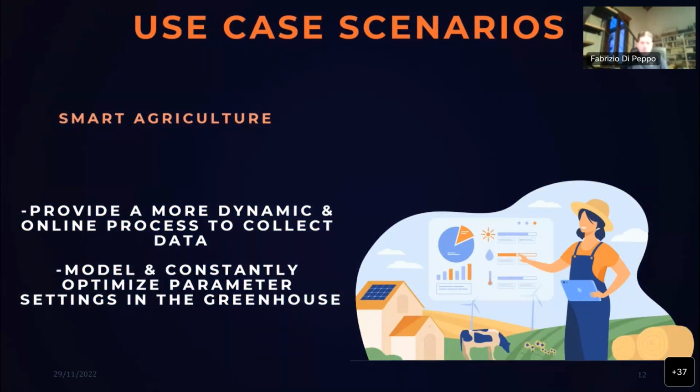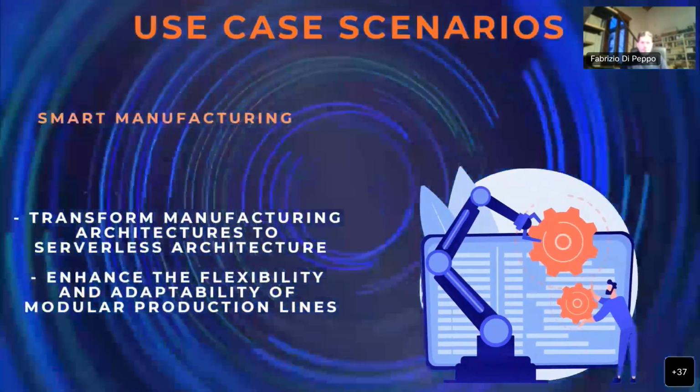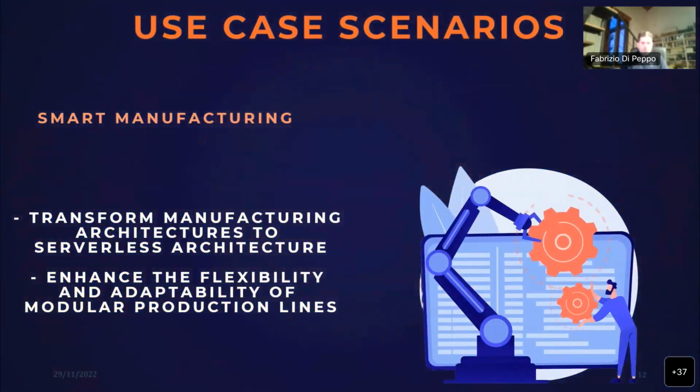The smart manufacturing use case will demonstrate how to transform manufacturing architectures to serverless architecture, using the FaaS principle and applied semantics to enhance the flexibility and adaptability of modular production lines, as FaaS helps in a variety of optimization problems.